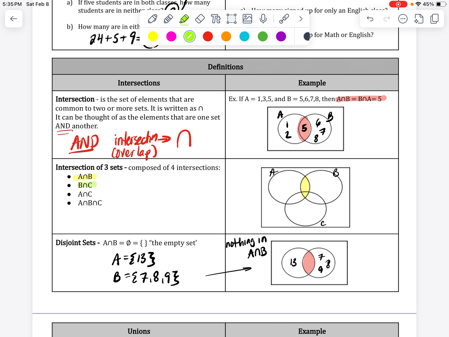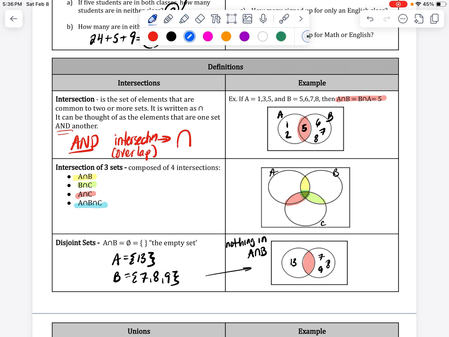Where does B and C happen? This time we're only looking at circle B and circle C, and where those overlap is here, which I'm going to color in green. Then we have A and C. Again, this time we're looking at circle A and C, and the overlap would be here. And then last up, we have A and B and C. So where all three circles overlap, which would be in this little tiny circle in the middle.